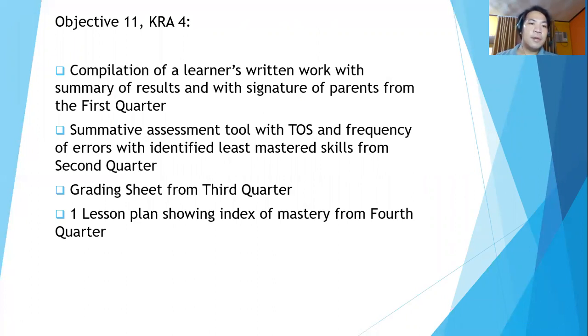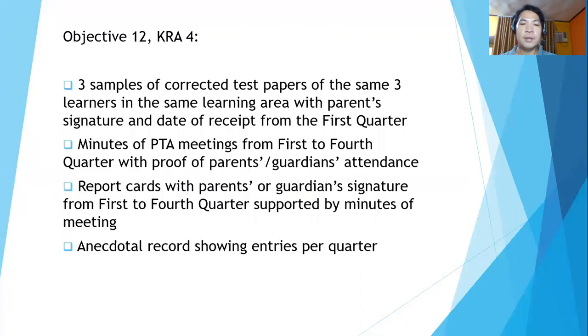In objective number 11, KRA number 4, examples: compilation of learners' written work with summary of results and with signature of parents from first quarter. Next, summative assessment tool with TOS and frequency of errors with identified least mastered skills from second quarter. Grading sheet from third quarter. Lesson plan showing index of mastery from fourth quarter.